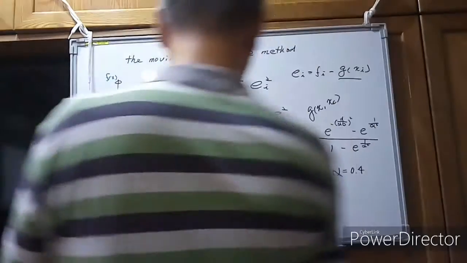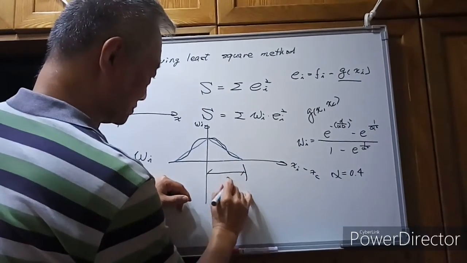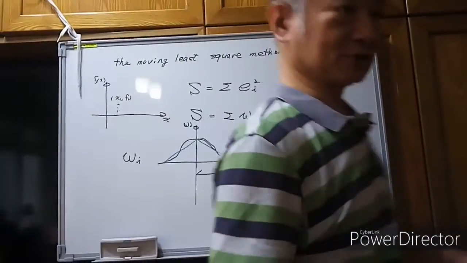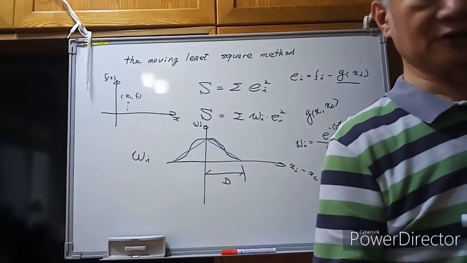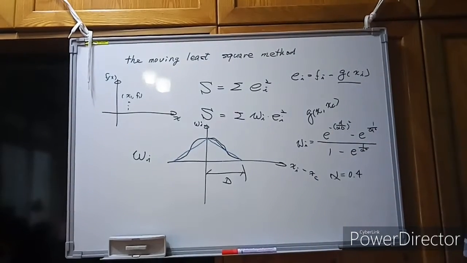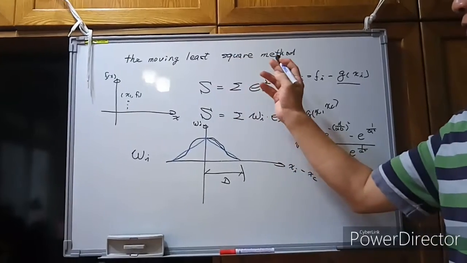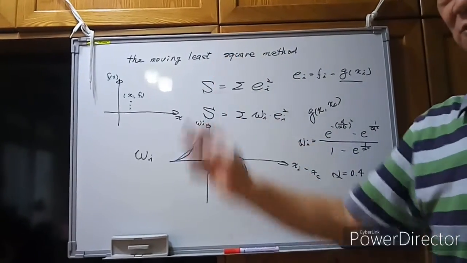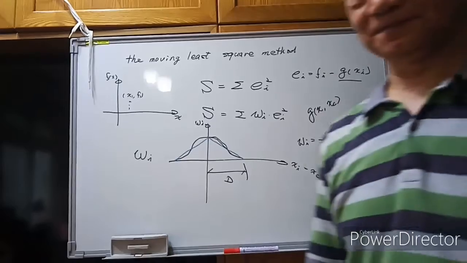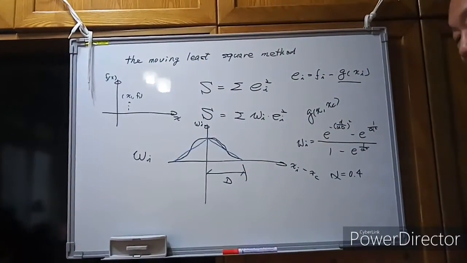And the capital D is the distance, also called the radius of influence. Okay, so that's the one-dimensional moving least square method. Take the screenshot.